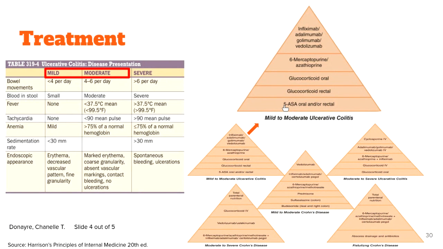For mild to moderate Crohn's, the drug of choice would be budesonide. For moderate to severe ulcerative colitis, the drug of choice would be the glucocorticoids. For moderate to severe Crohn's disease, we can use the immunosuppressants such as 6-mercaptopurine and azathioprine. And for the fistulizing Crohn's disease, we can give the patient antibiotics such as metronidazole and ciprofloxacin, and we can also do drainage of the abscess.